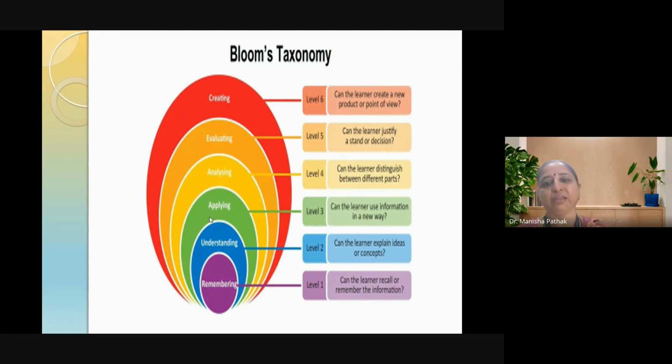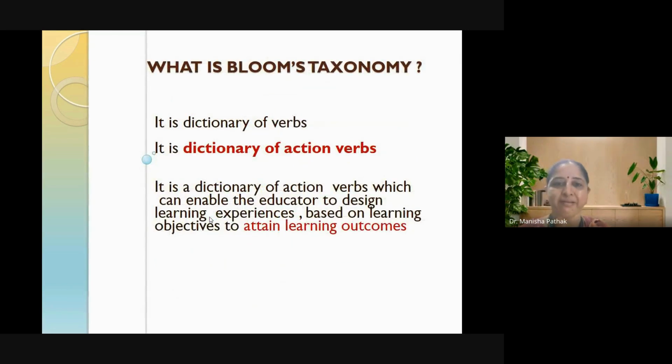Now, as an educator, if we want to develop such learning, we need to design learning experiences for the learners so that such learning can be developed. So what is Bloom's taxonomy then? Bloom's taxonomy is nothing but a dictionary. I believe you all understand the word dictionary. It is a dictionary not of words, but of verbs. And which type of verbs? Action verbs. As educators in the classroom, we need to ensure that there is action in the class, vibrancy in the class.